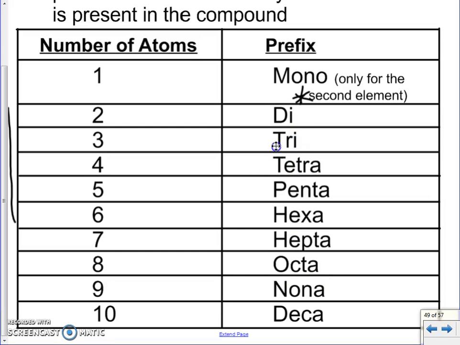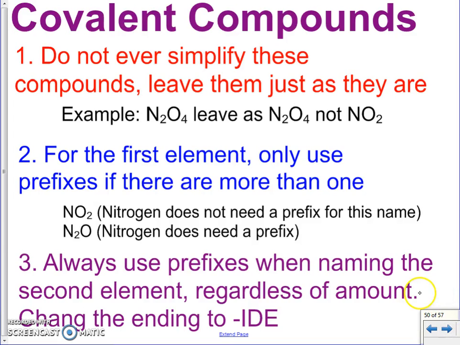So di and tri are probably not too odd. Tetra, some people have issues with this, so that will be one you'll just have to memorize and remember. And then one is mono, not too hard either. Very similar to what you use in geometry, but also a little different as well. Okay, so how do we use these?